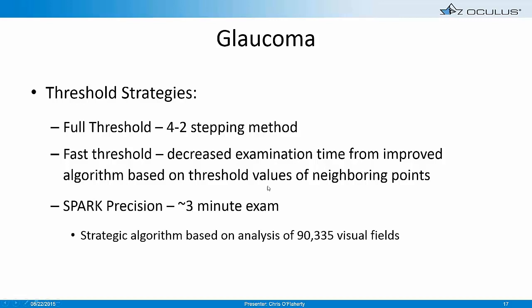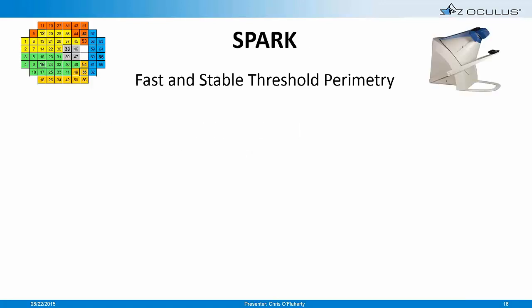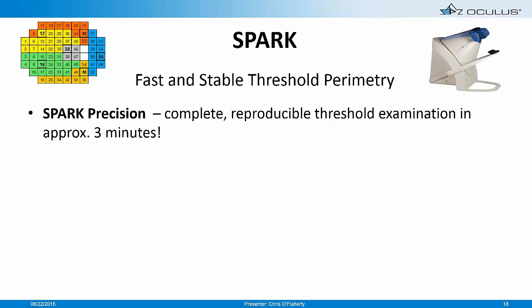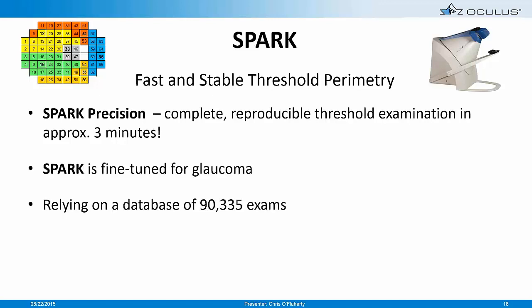And then we have a strategy that's unique to Oculus perimeters, our SPARC strategy, which decreases examination time to approximately 3 minutes per eye. So just to look a little closer at SPARC, SPARC is a complete, reproducible threshold examination, which takes about 3 minutes per eye. SPARC is fine-tuned for glaucoma, and SPARC was built based on a database of 90,335 exams.